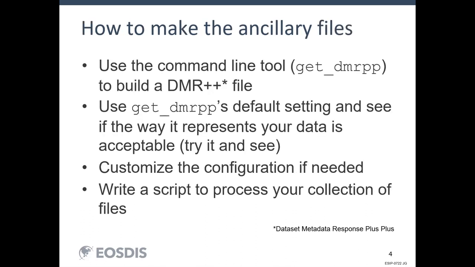And so this talk is really about how you make those ancillary files. And so we have a particular command line tool. It's creatively called getdmrpp. That's a user-friendly thing that you can all feel warm and cuddly about. But what it means is dataset metadata response. Actually, the R stands for response. And then plus, we augmented the standard OPeNDAP dataset metadata response object with a little bit more information, and that more information is this offset and counting, and also information about all of the myriad chunks that HDF5 uses to store data.